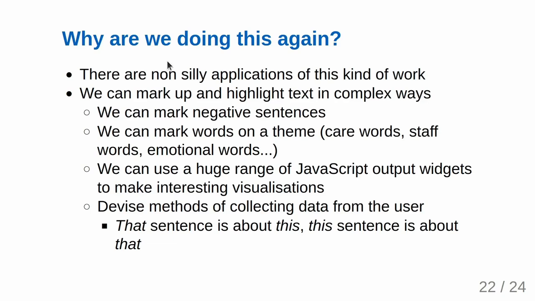So, for example, we can mark up the text. We can mark negative sentences. We can mark words on a theme, like, say, mark up sentences or words that are to do with doctors or staff or parking. And this can all happen on the fly, so they can be shown something and say, well, I want to go over here, or I'm going to go to the next page, I want to go to the next theme. I want you to highlight only half as much of the stuff that you highlighted so far because you're highlighting too much.